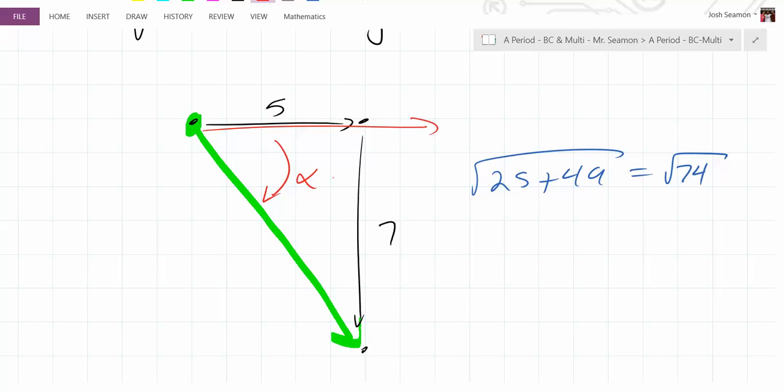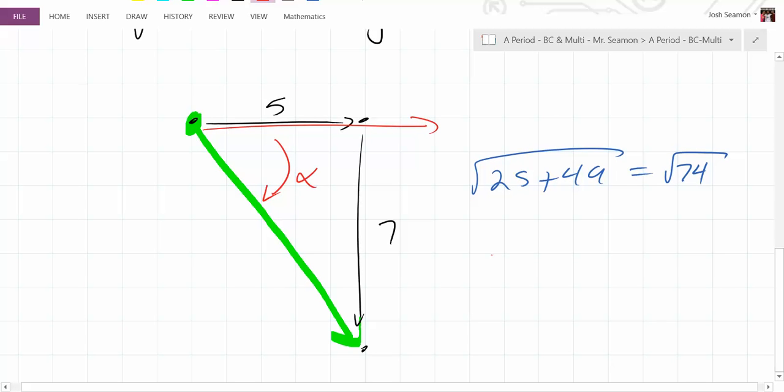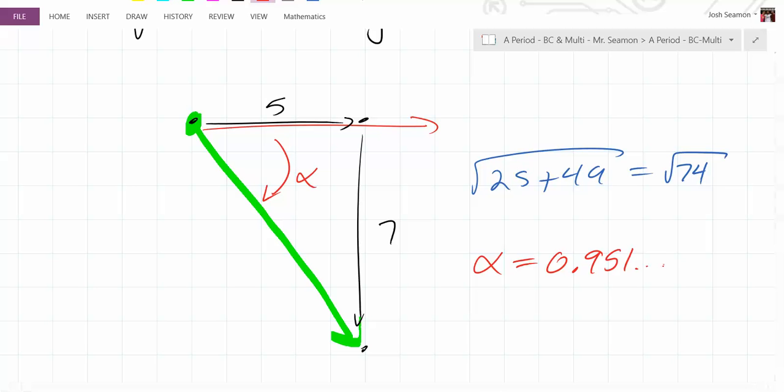Does it have to be degrees? In general, we like working with radians, but in this case, since it's not specified, you could use degrees. That's fine. Anybody have an angle measure for this one? Either one, just tell me what you got. 0.9. Alpha is equal to what? 0.951, something like that. We like 3 decimal places in AP land. That's fine.